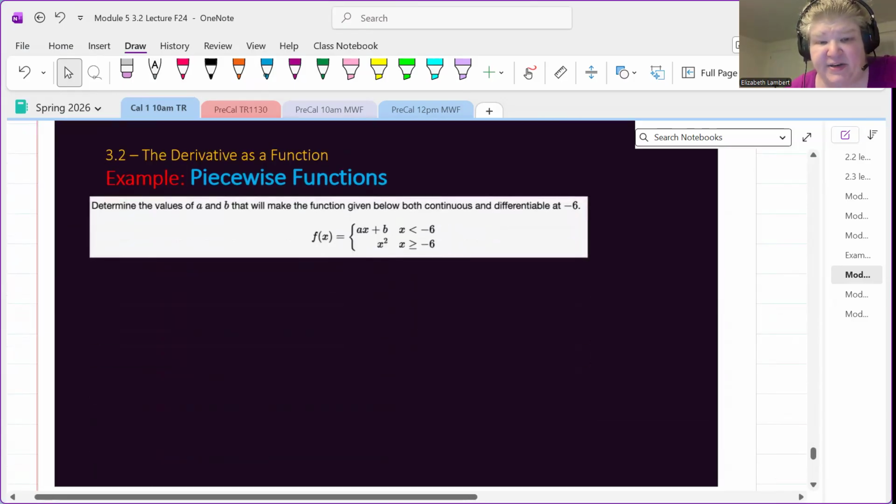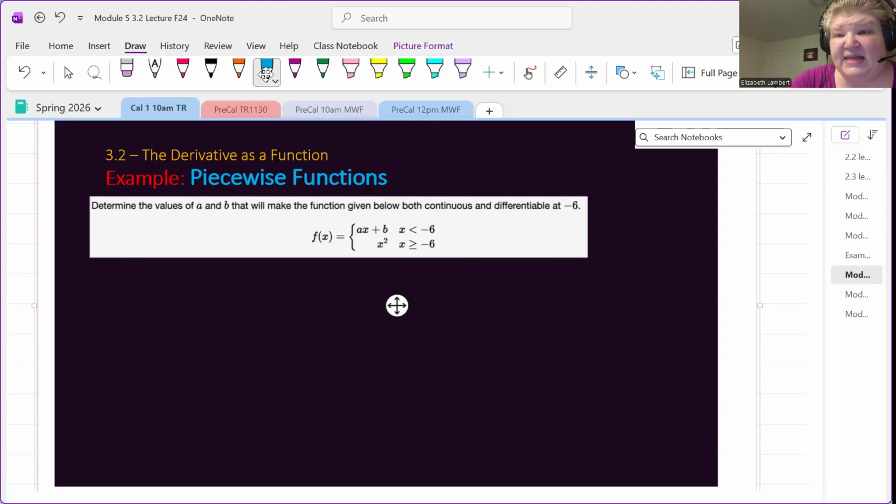So that's our idea here. I want to pick a and b values that make this continuous at x equals -6 and differentiable at x equals -6. Now we are deliberately using functions that we can actually shortcut the derivative on. Remember, we did the derivative of x squared earlier. We did the formula. It is 2x. And the derivative of a line, ax plus b, is just some slanted line. Derivative is the keyword for slope. So the slope of that slanted line is a.